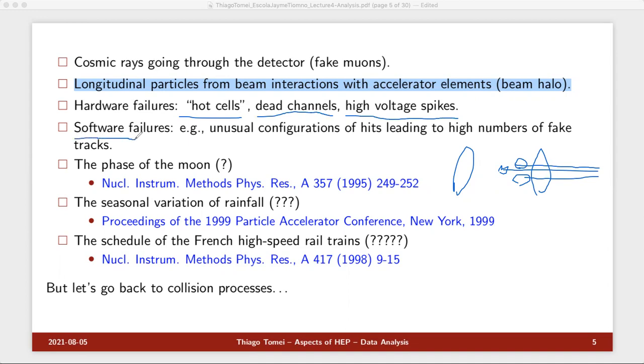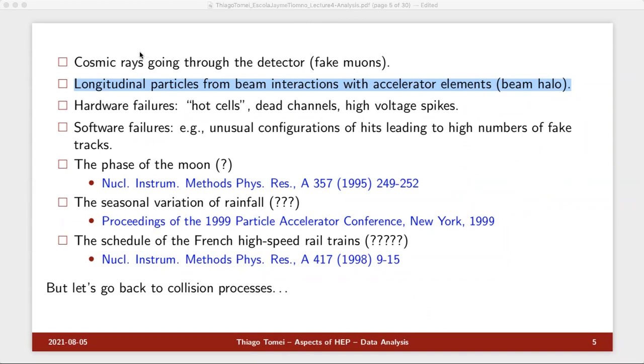Or your reconstruction software may fail. What you thought was, let's say, a large number of tracks or a large configuration of hits in the calorimeter may end up being a corner case of your software, a bug essentially. And these are funnier, right? You may be asking yourself, what do you mean by the phase of the moon? Are we doing astrology now? No.